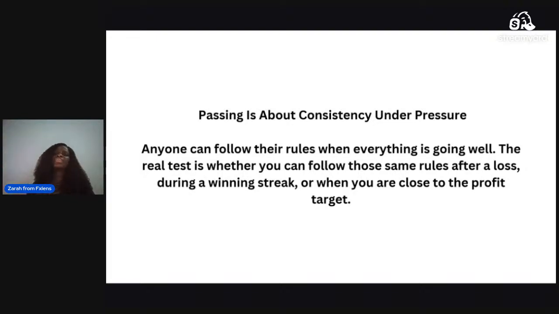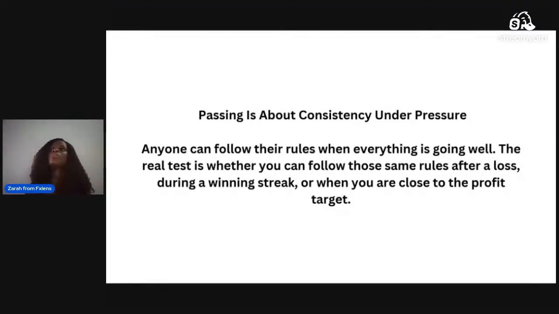Another thing you need to understand is that when you're making profit, when everything is going really well, it's easier for you to follow your rules because the rules are working. If your rules are working, you don't need to break them. They are working.